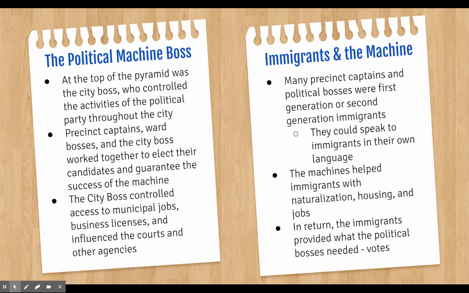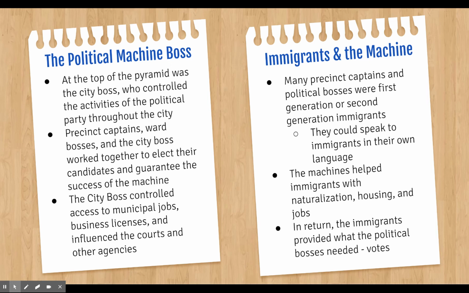The political machine boss. At the top of the pyramid was the city boss, who controlled the activities of the political party throughout the city. Precinct captains, ward bosses, and the city boss worked together to elect their candidates and guarantee the success of the machine. The city boss controlled access to municipal jobs, business licenses, and influenced the courts and other agencies. So even though the city boss was not the political candidate, he basically controlled whoever the mayor was or the city council because they helped to elect them. And so this is what we see as being corruption in government.